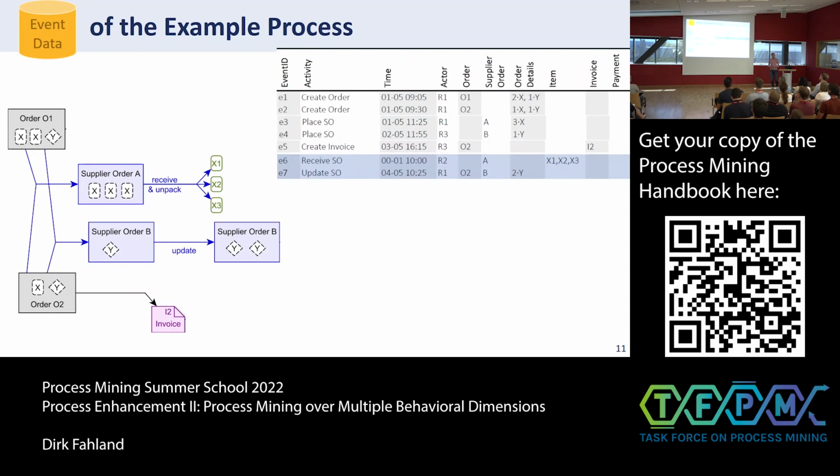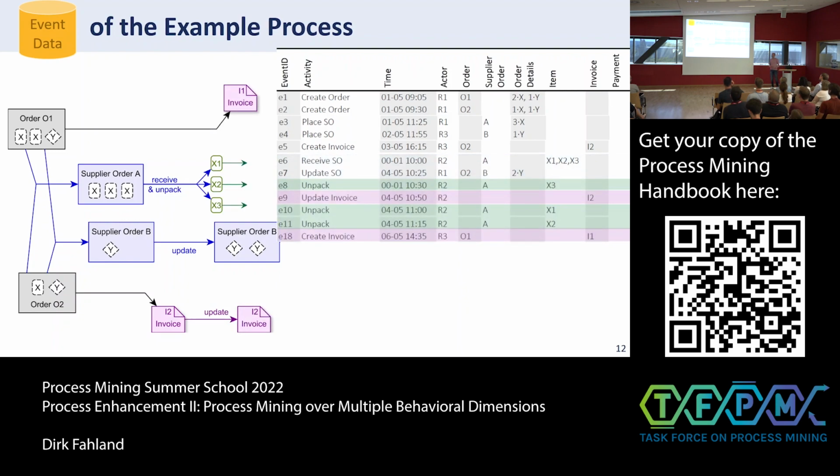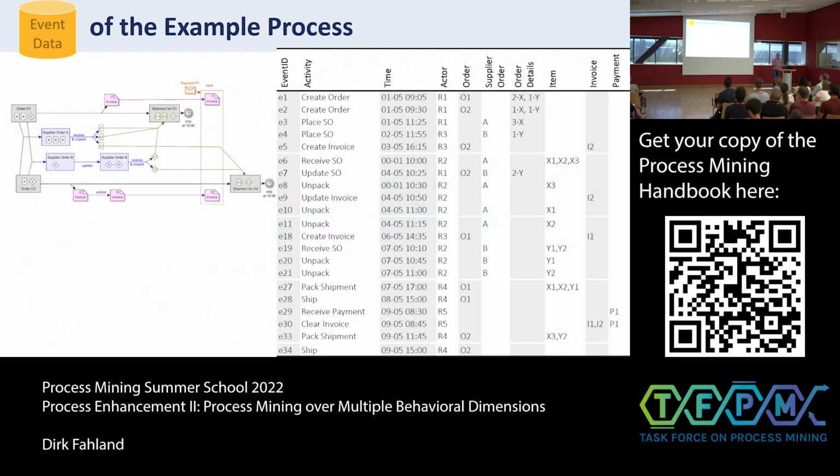At some point, I receive the first supplier order from A. I'm updating the supplier order O2 with supplier order B to have other order details. More things are happening, like updating the second invoice, creating this invoice, unpacking the items that have been received, and so on and so on. I think you get the picture. This is the event data that I get for this example process.